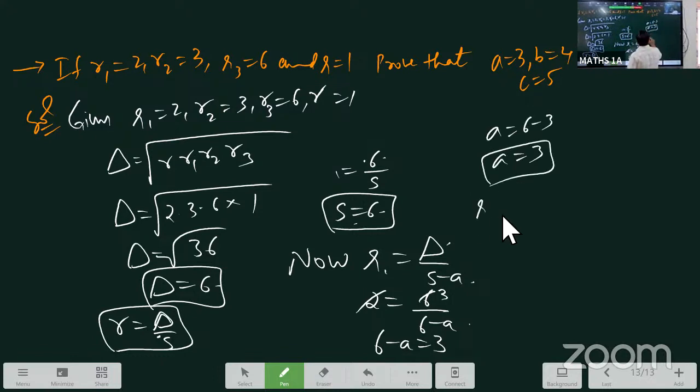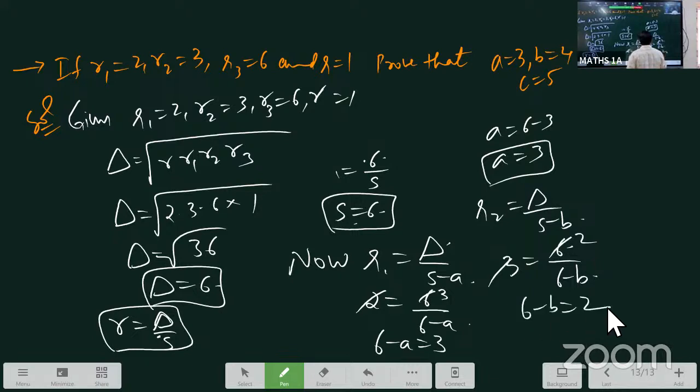Next, what is R2? Delta by s minus b. R2 is given as 3. This is 6, 6 minus b, because s and delta both are equal. Again, 3 ones are 3, 3 twos are 6. 6 minus b equal to 2. B equal to 6 minus 2. B equal to 4.